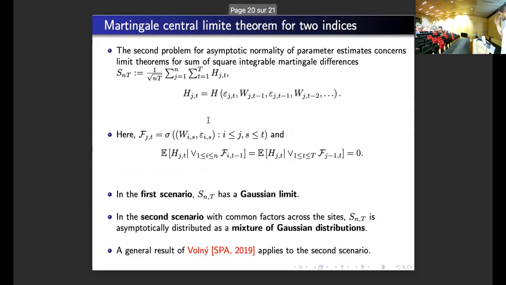It's a bit different for the asymptotic normality. Typically, when you work with this type of time series model, which are defined in a conditional way, you have two ingredients.